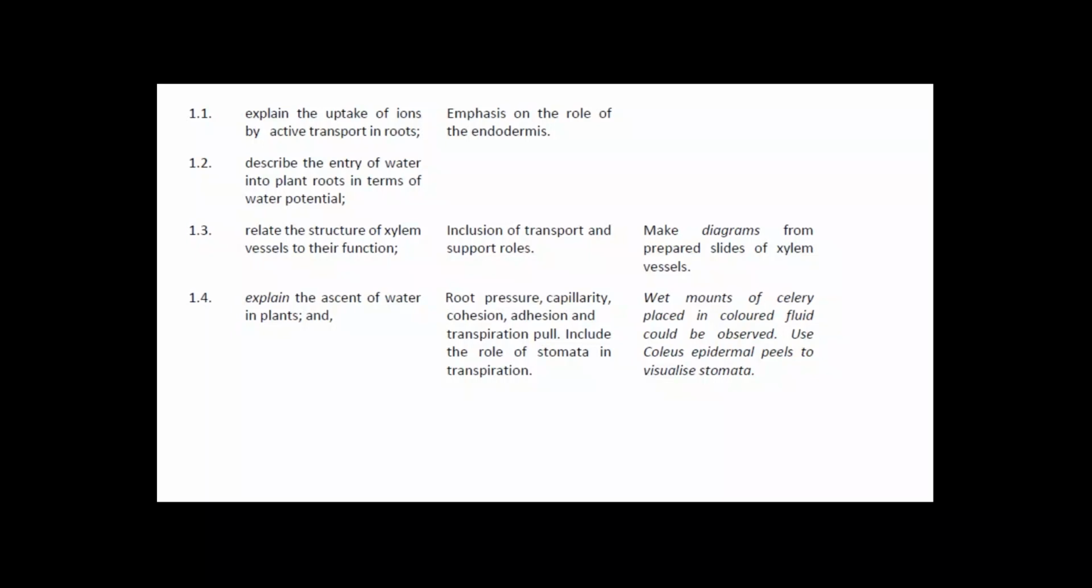I'll probably say more of this when we look at transpiration in detail. Water molecules have a tendency to stick together, kind of by cohesion, and therefore when water evaporates, water is pulled up the xylem vessel.